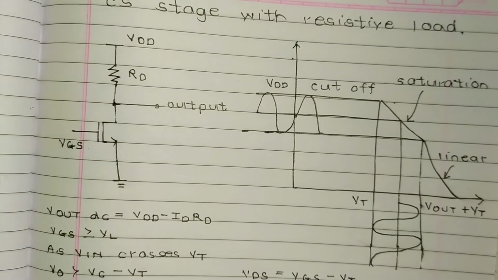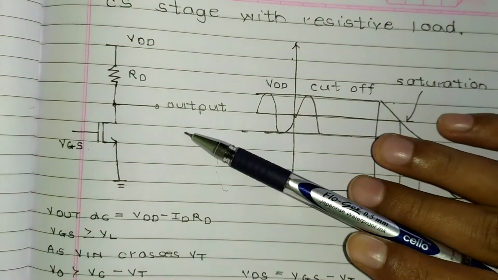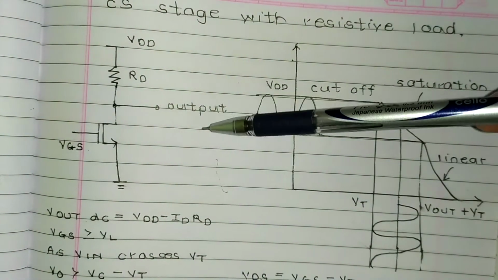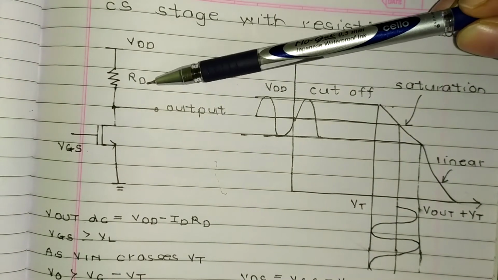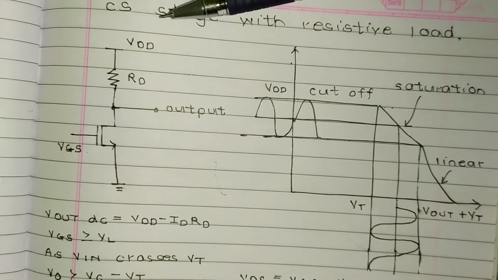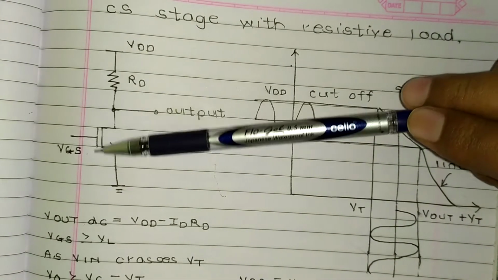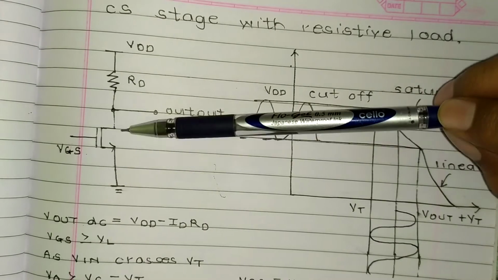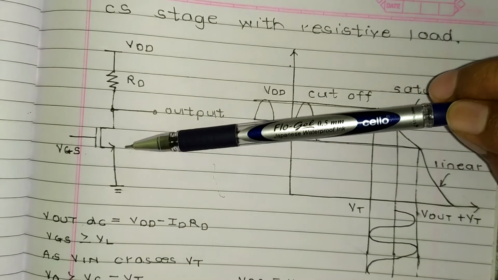Common source stage with resistive load. So this is the circuit for a common source stage with resistive load. It has one RD, that is the drain resistor. Then this is the gate of the MOSFET. This is an N channel MOSFET, and the source terminal is grounded.